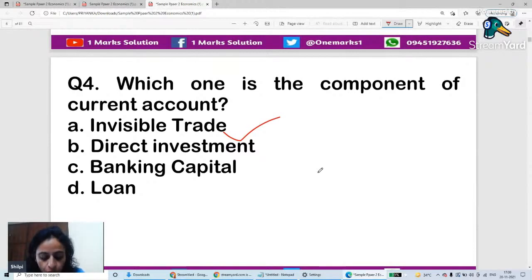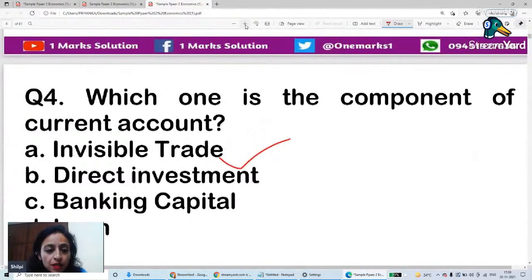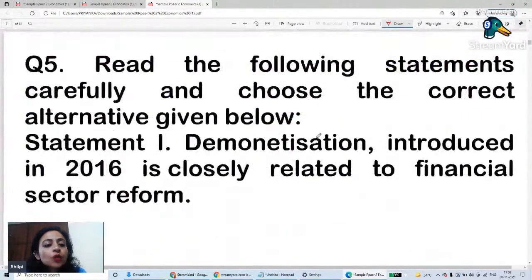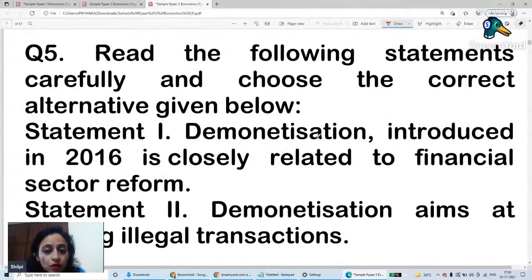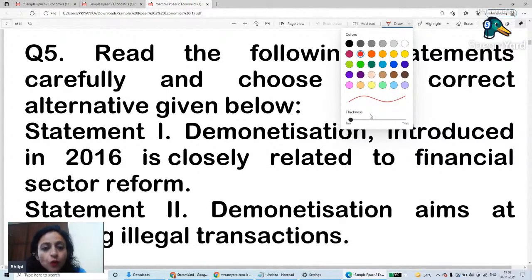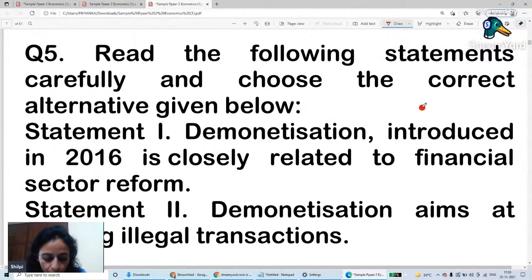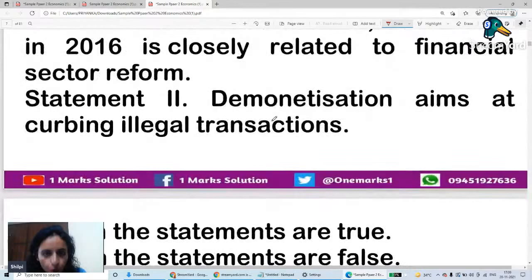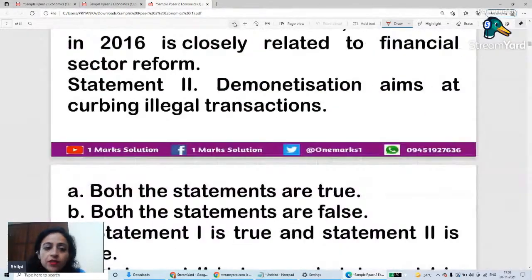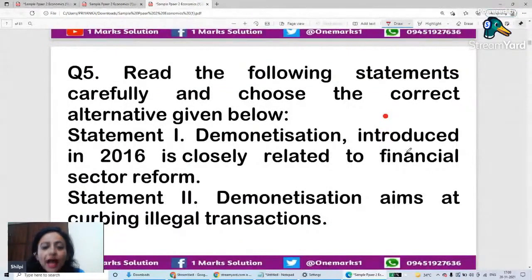Question number 5. Read the following statements carefully and choose the correct alternatives given below. Now see children, this statement type of questions are recently introduced by CBSE, in which you will be getting 2 statements. You have to go through the statements very carefully and then you have to find out the correct option. So if I tell you the options in advance, first option will be both statements are true. Second is both statements are false. Third is statement 1 is true, second is false, and vice versa. So we have to go through these statements carefully.